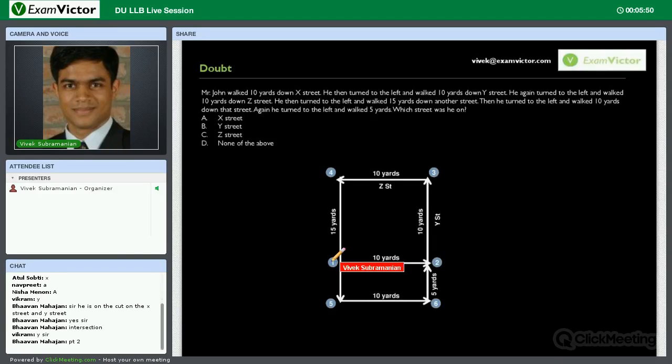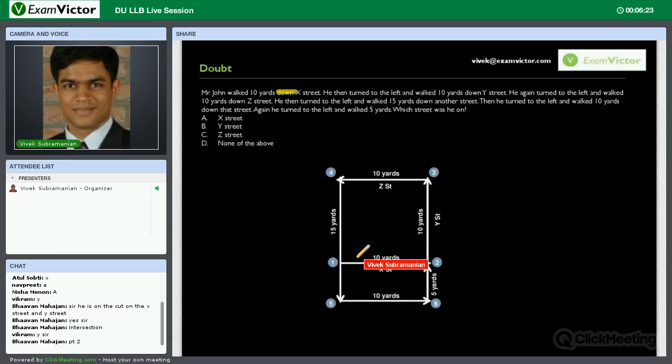Let's say this was the starting point, okay, 1. This is the starting point, and the first sentence says, he walks 10 yards down X street. First point of confusion which may occur for some students, what does this word down mean? Down is not south, it's not north, it's just that you're walking along. It's a way of speaking in English, saying that you're walking along a street. In this question, there is no sense of direction. You are not told north, west, east or south. You're just told certain streets.